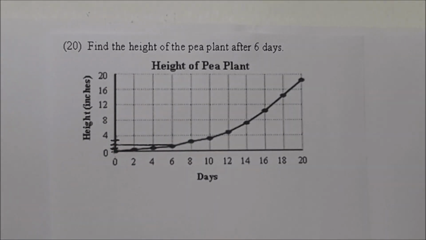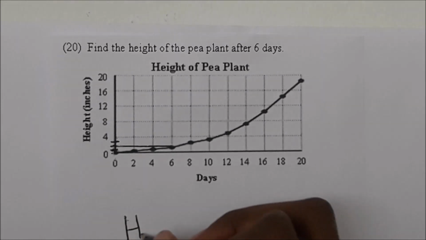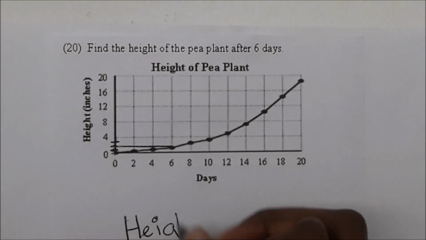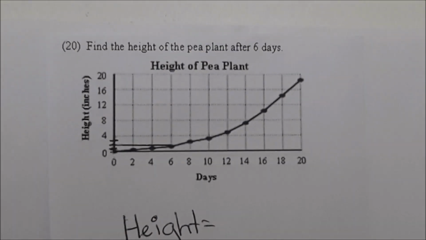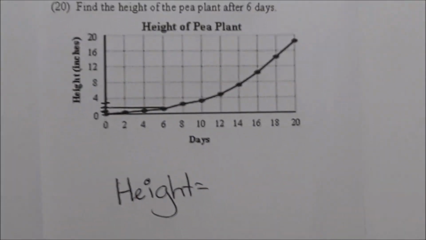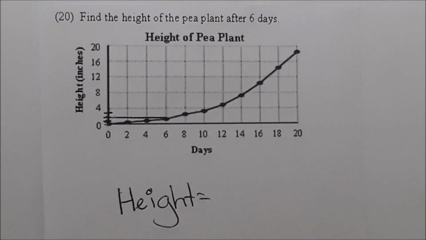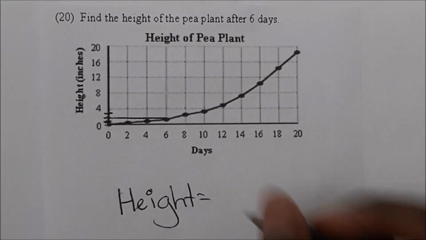Now, how high is the pea plant after 6 days? So put height is equal to what would the height be after 6 days? 2 inches. Write it in.